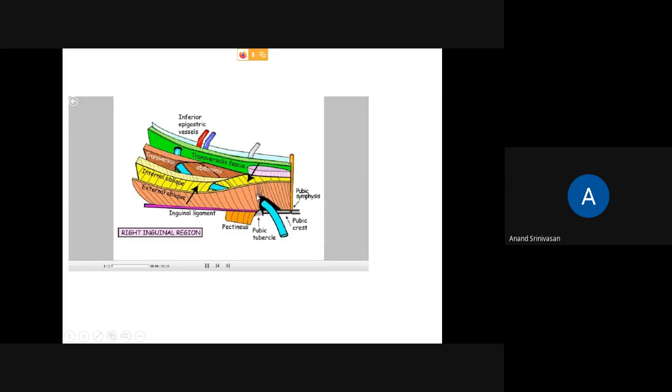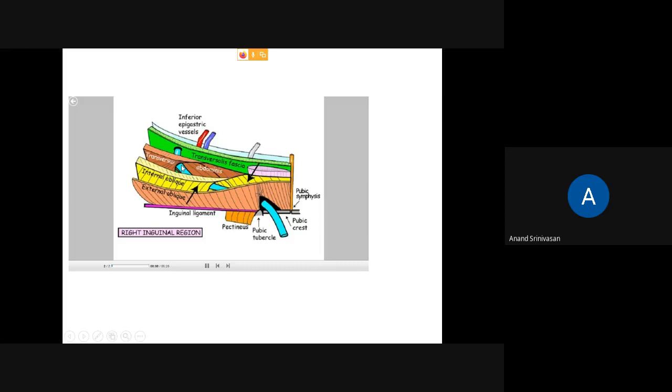Also there are congenital inguinal hernias. What is the meaning of a congenital inguinal hernia? It is present right from birth. You know that the testis initially develops inside the abdomen and slowly is brought outside into the scrotum. Sometimes along with this there will be an extension of the peritoneum as well as the intestines which comes down.